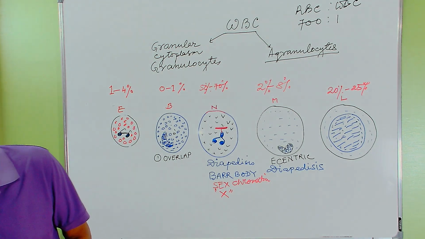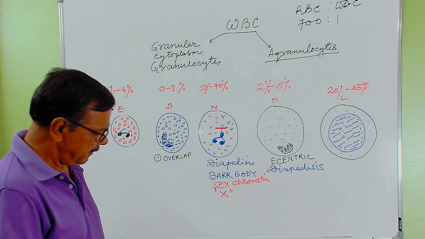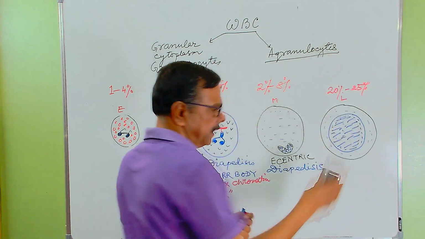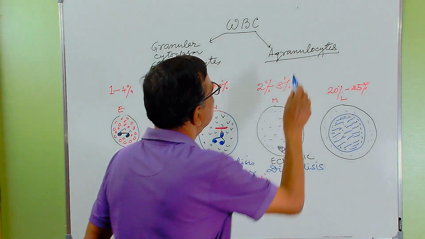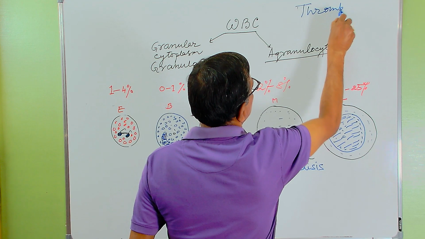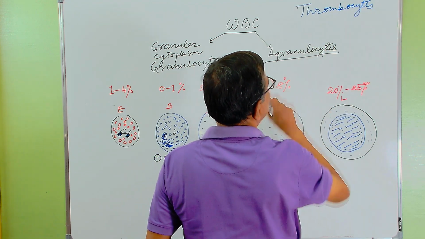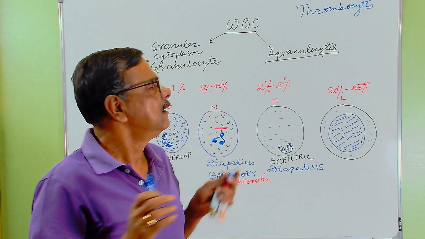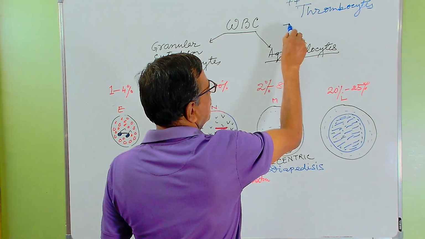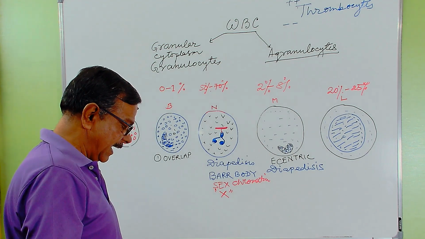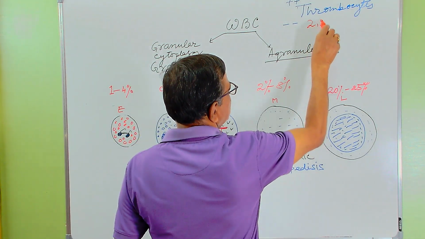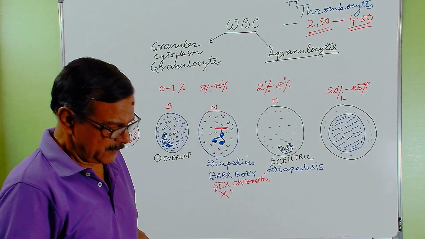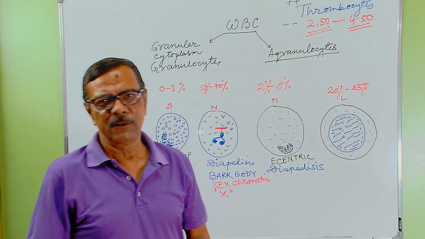Then, one thing I have forgotten: I have not said anything about the thrombocytes. I will write thrombocytes here and discuss it later, otherwise we may forget. Thrombocytes. In case of excess thrombocytes, thrombocytosis. In case of fewer thrombocytes, thrombocytopenia. How much are they present in the blood? 2,50,000 to 4,50,000. Underline it. So they are in maximum number, thrombocytes.